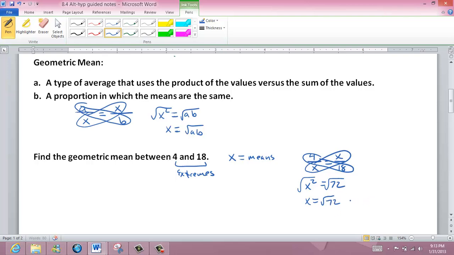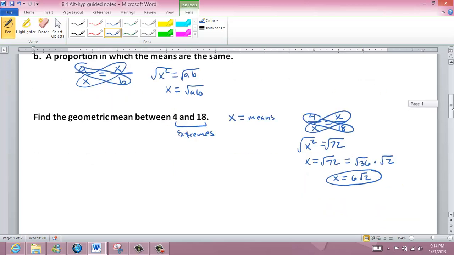Now, in our geometry class, we do not like our answers to be in this form. We actually like all of our answers to be in simplified radical form. So what's the largest perfect square that goes into 72? Well, that would be 36 times 2. And if I break that down, the square root of 36 is 6, so we get 6 square root 2. So the geometric mean between 4 and 18 is 6 root 2. Now, why is this important?